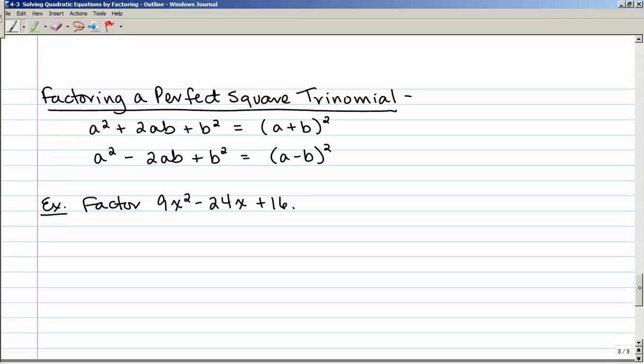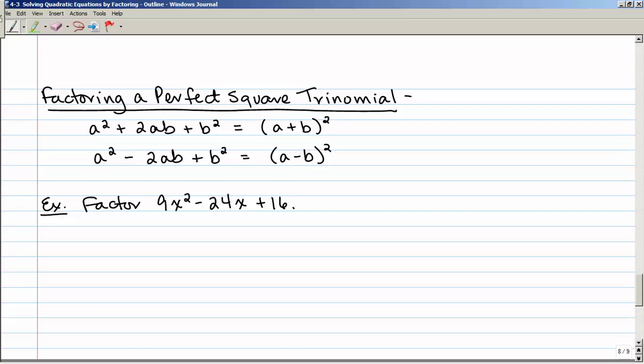And the last type of factoring we're going to take a look at is factoring a perfect square trinomial. In other words, this is a trinomial, a polynomial that has 3 terms, that can be factored into a binomial times itself. So, a squared plus 2ab plus b squared can be factored into a plus b quantity squared. Same thing with subtraction. A squared minus 2ab plus b squared can be factored into a minus b quantity squared.